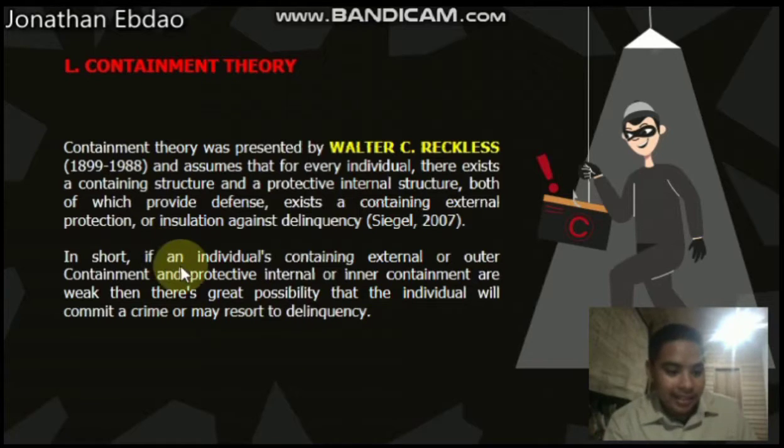In short, if an individual's outer containment and protective inner containment are weak, then there is great possibility that the individual will commit a crime or may resort to delinquency because they are being persuaded or being involved.